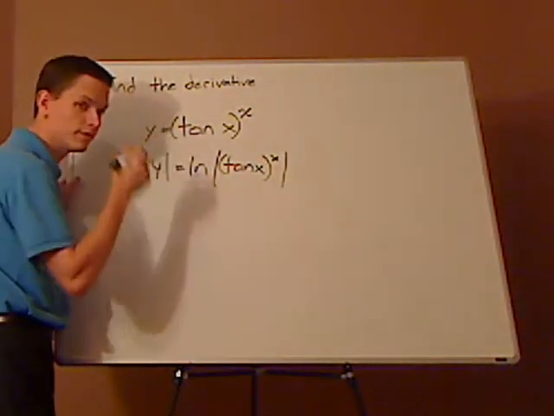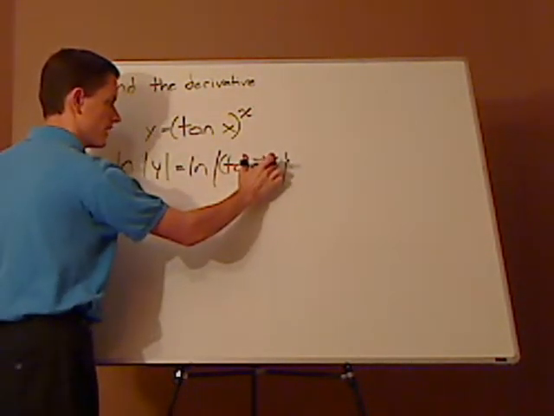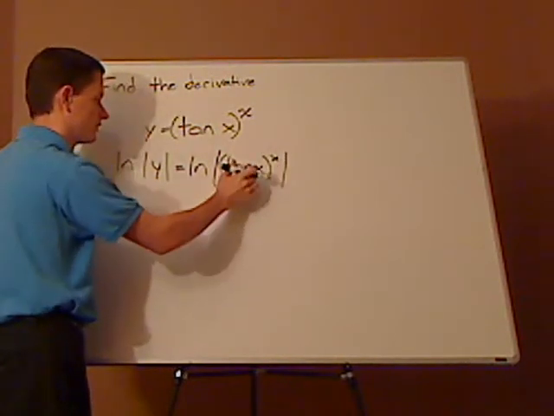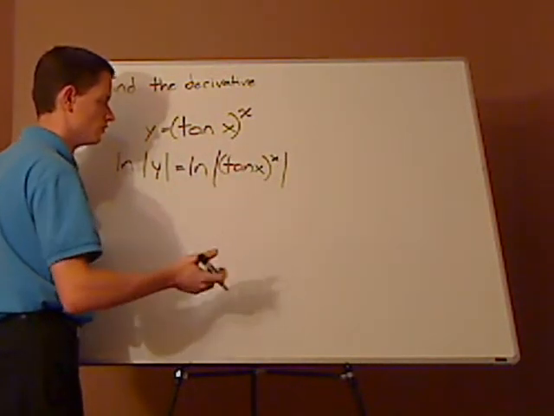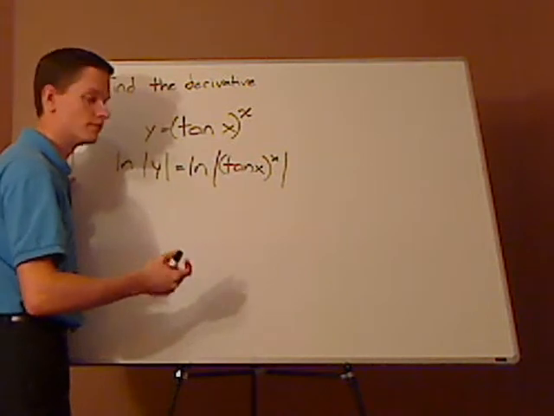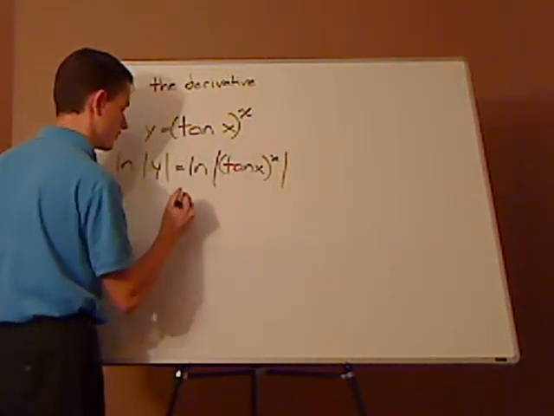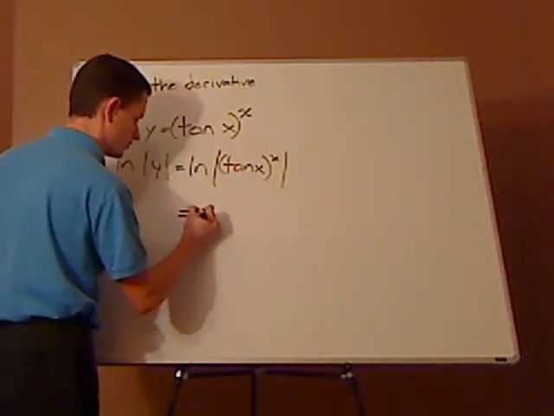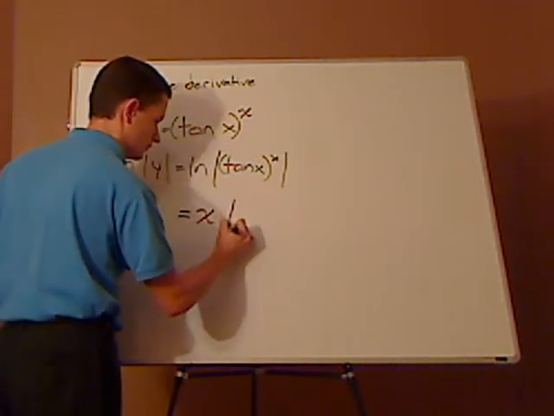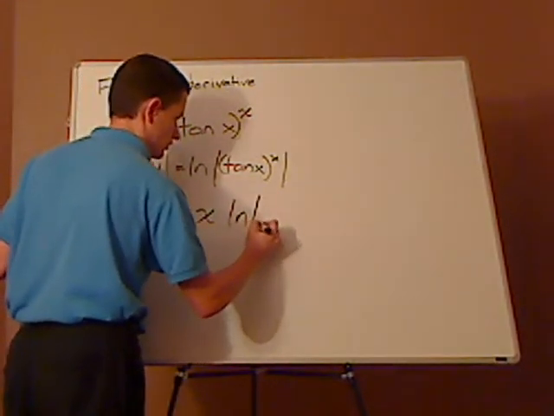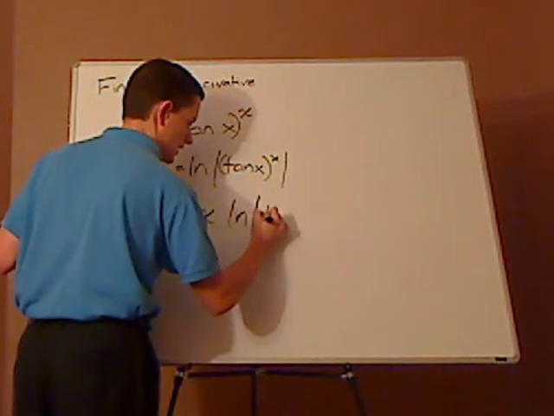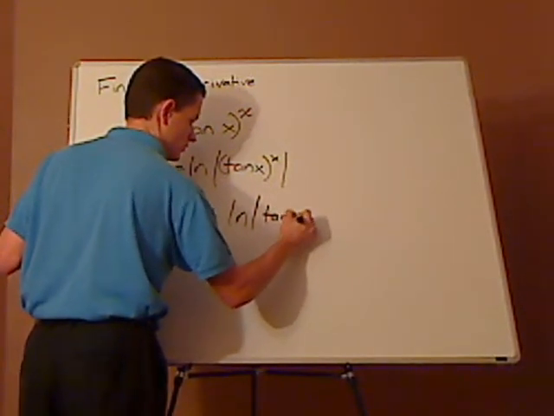Now when you do that, you can take this x, since it's a power, and one of the rules with logarithms is you can take this exponent and just move it up front. So that would just be x times the natural log of tan x.